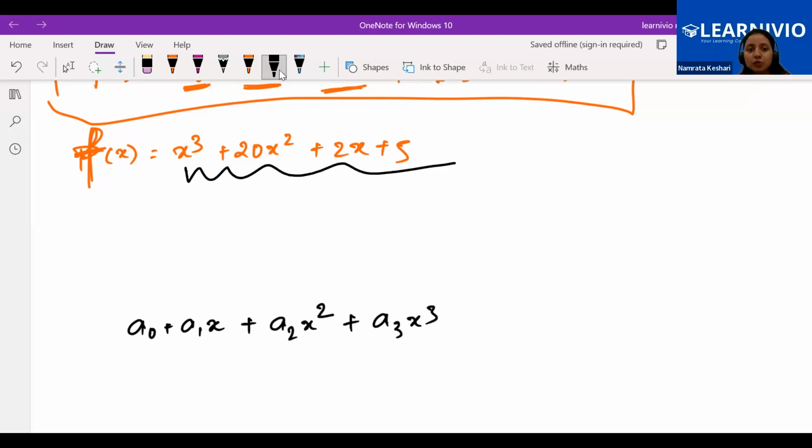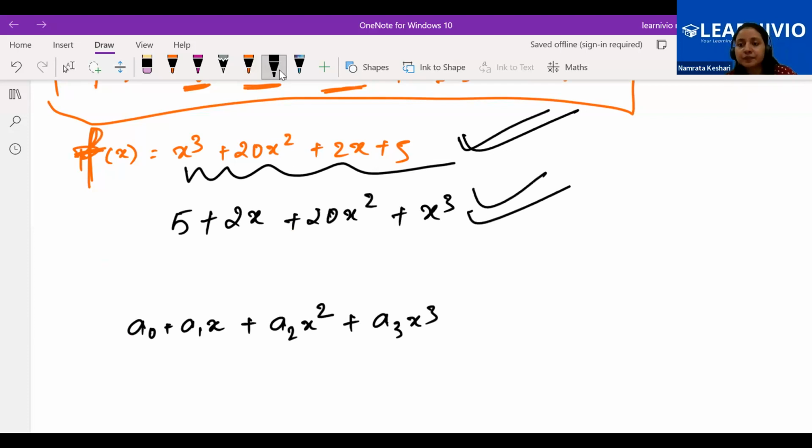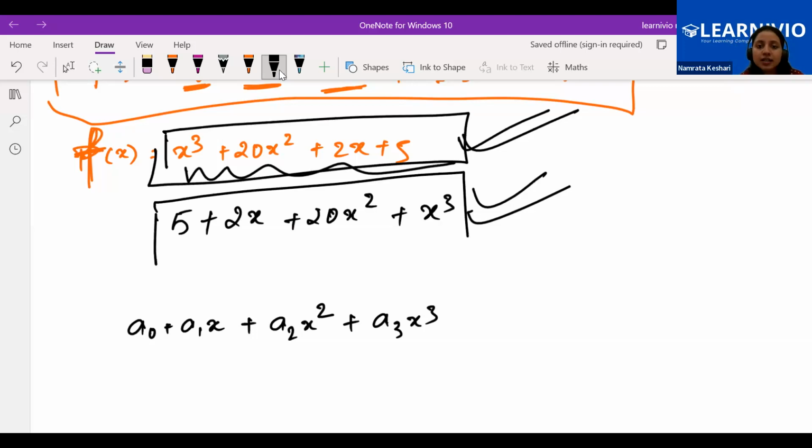We can also write it like this. Let's write 5 at first, then 2x, then 20x square, and then x cube. Is there any difference between this one and this one? Is there any difference between x cube plus 20x square plus 2x plus 5, or the other one, 5 plus 2x plus 20x square plus x cube? Is there any difference between this rectangular box and this rectangular box?